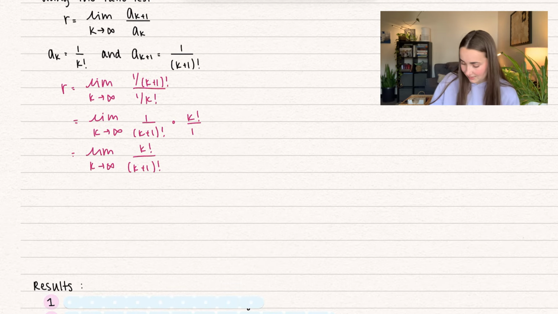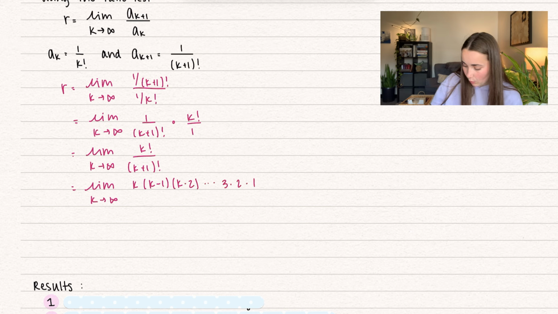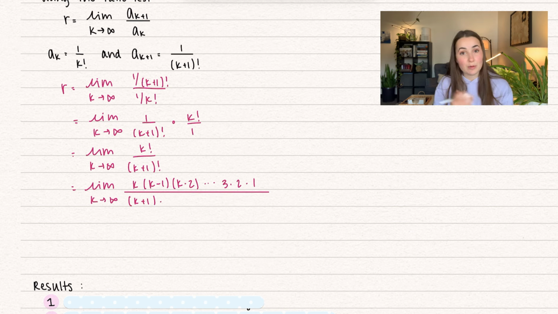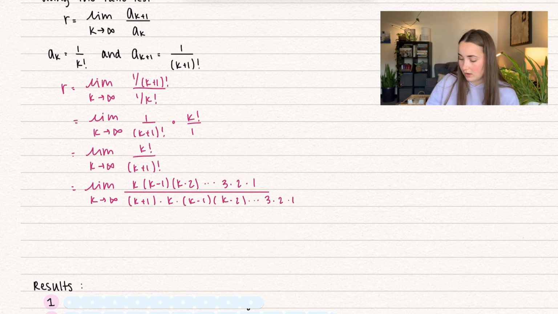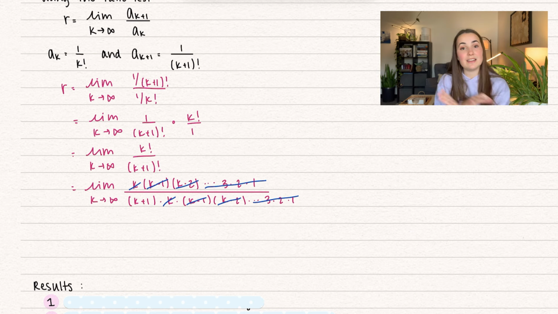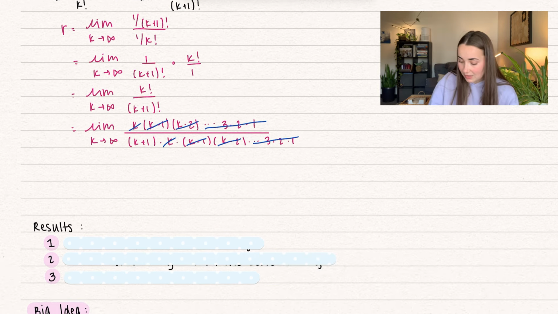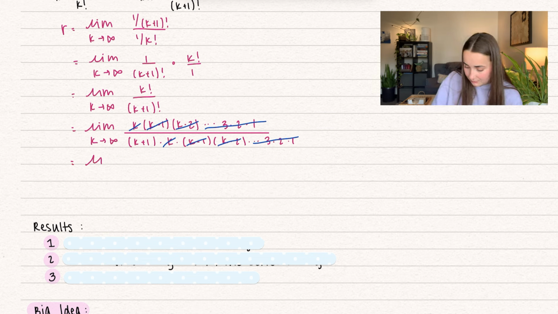Alrighty, so now let's go ahead and try to simplify this. We have the limit as k approaches infinity. K factorial is going to be k minus 1, k minus 2, all the way down to 3 times 2 times 1. Now k plus 1 factorial is going to be k plus 1 times, now we subtract 1 and we just get k, times k minus 1, k minus 2, all the way down to 3 times 2 times 1. So notice here the terms that cancel out. The k cancels, and then the k minus 1, the k minus 2, and then everything behind that is forever going to cancel. So all we're left with is that k plus 1 in the denominator.